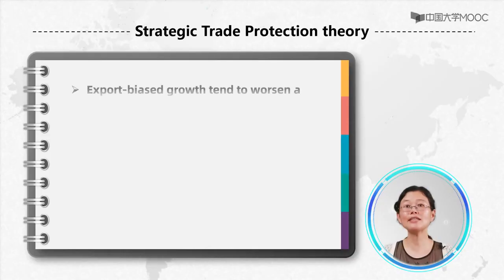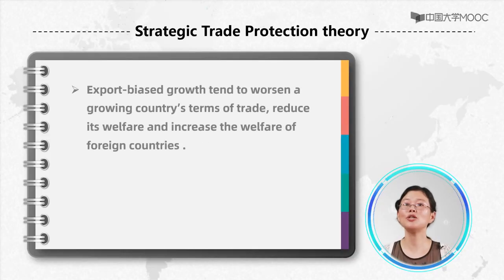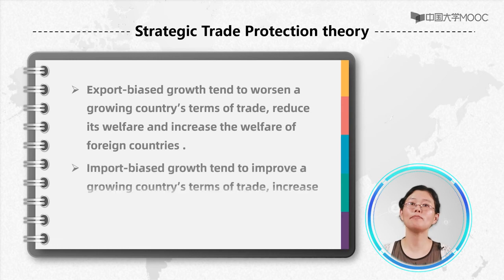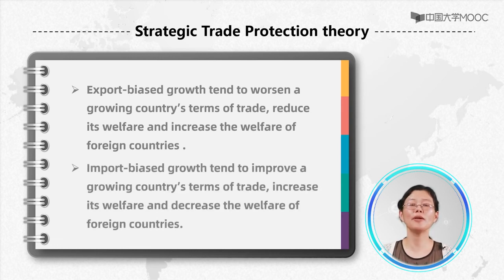According to our analysis, we can make a conclusion: export-biased growth tends to worsen a growing country's terms of trade, reduce its welfare, and increase the welfare of foreign countries. Import-biased growth tends to improve a growing country's terms of trade, increase its welfare, and decrease the welfare of foreign countries.